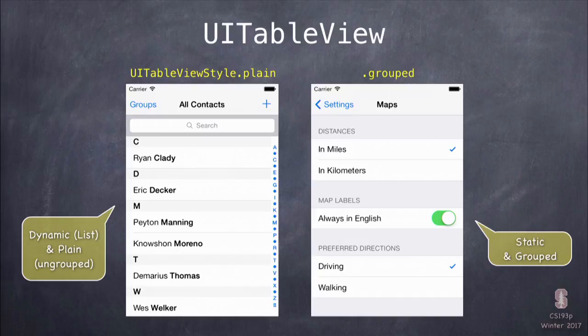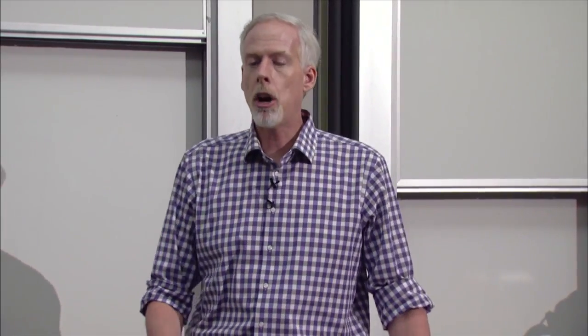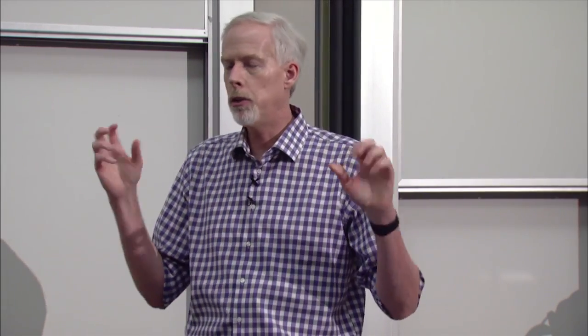Normally, the plain style we use for dynamic data, data that might have any number of items in there. The grouped style we tend to use for static data, where we know exactly what rows are going to be in there and exactly what's going to be in them. Okay, so let's talk about the names of all the parts of a table view so that as I'm explaining all this, you'll know what the terminology is.